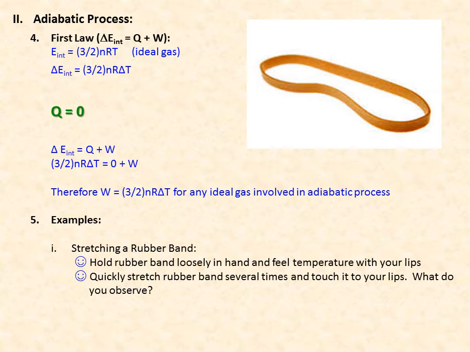Now, when we think about this, the sudden stretching of the rubber band, we're doing positive work in the stretching process. And according to the first law, the work that we're doing on the system should cause an increase in internal energy of the system. In other words, that increase in internal energy is recognized by the increasing temperature that you observe.